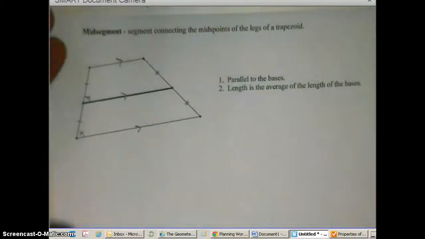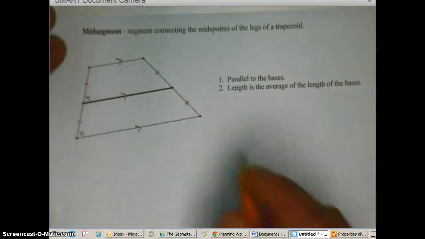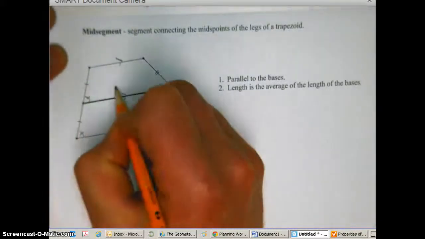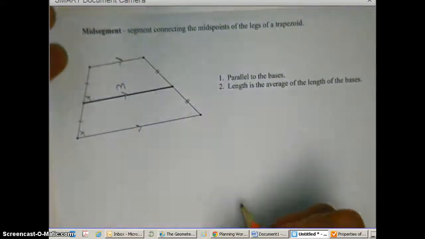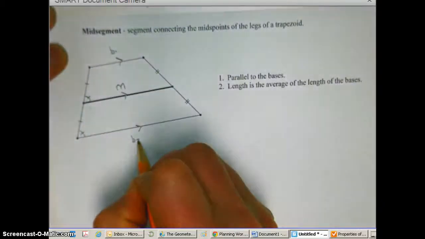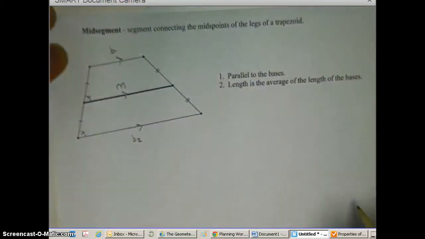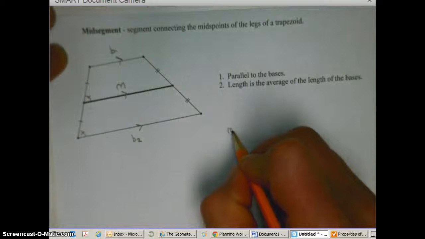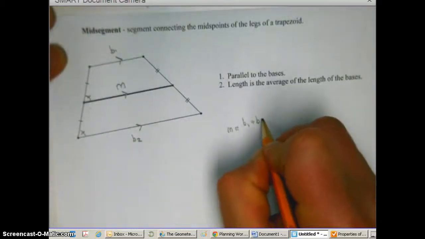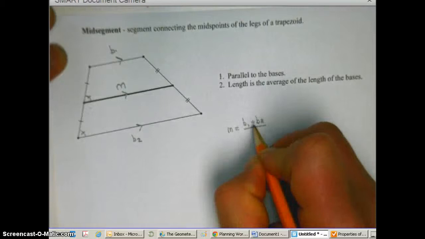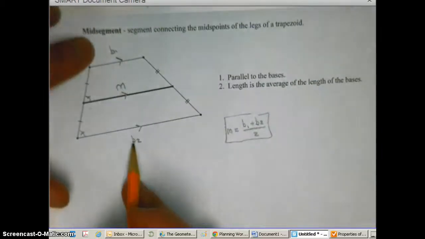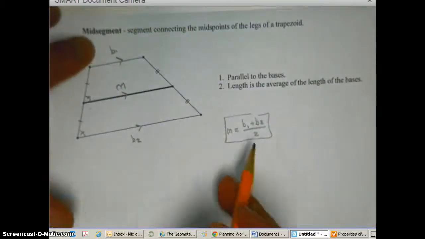We also learned something about the lengths. We know that the length of the midsegment, let's call that M, is equal to the average of the bases. So if we have base 1 and base 2, we could make a formula that says the midsegment is equal to base 1 plus base 2 divided by 2. In other words, taking the average of the bases by adding them together and dividing by the number of numbers.